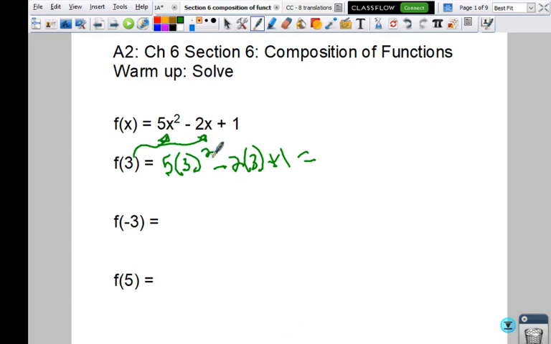Let's see, 3 squared is 9, 9 times 5 is 45, minus 2 times 3 is 6, and then I got plus 1. Let's see, it's just 40. And I would get 40. So everywhere I saw an x, I put in a 3 and I just replaced it.